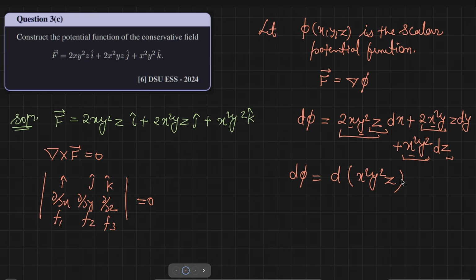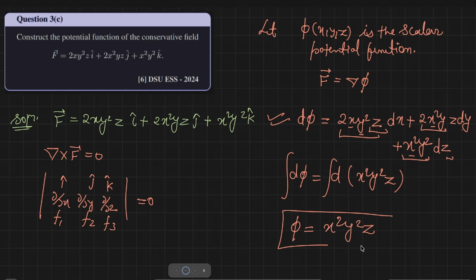Now when you differentiate, definitely you will get this. Now take the integration on both sides. So phi is equal to x square y square z. When you solve this, it will be 100% correct. This is your phi. When you differentiate this, you will get this. This is how, when you find the gradient of this, you will get the same f. This is how you can easily find it. But here you have to write it down using the inspection method.